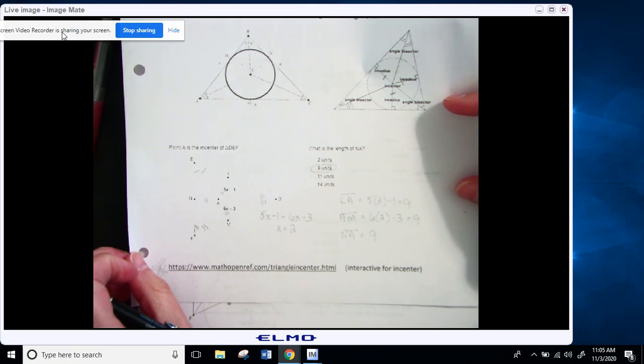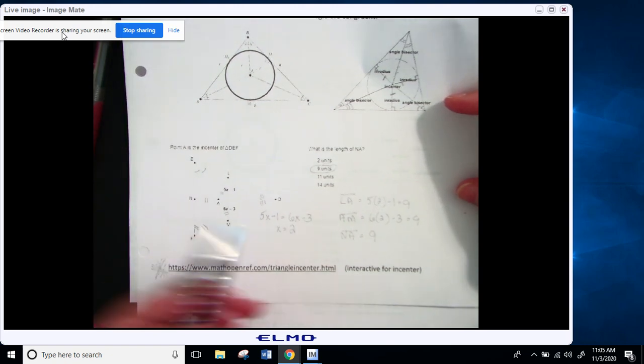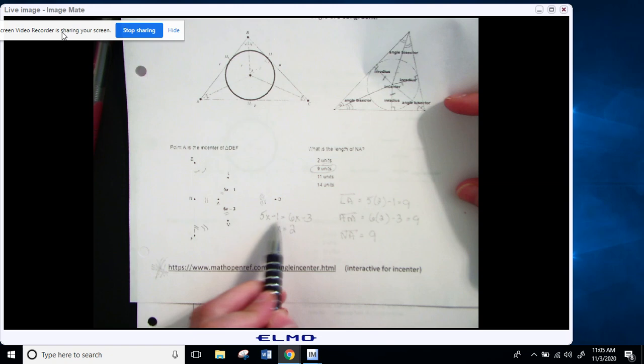My picture didn't come through on this one. Sorry, my printer is not working very well. But I can take that 5x minus 1 and set it equal to that 6x minus 3, and I can solve for x and end up with x equals 2.